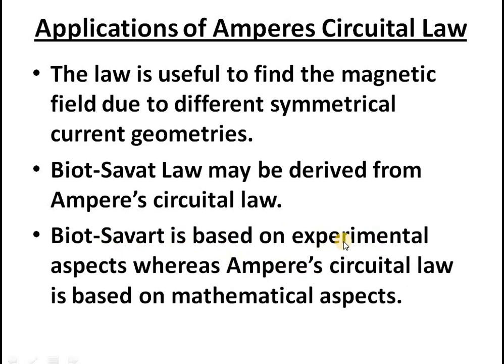Another important thing is that the Biot-Savart law is based on experimental facts, whereas Ampere circuital law is a mathematical relation. That means this relation is a theoretical one, still it can be used to find many other parameters of a current carrying object. So these are the remarks that we want to make in this module.